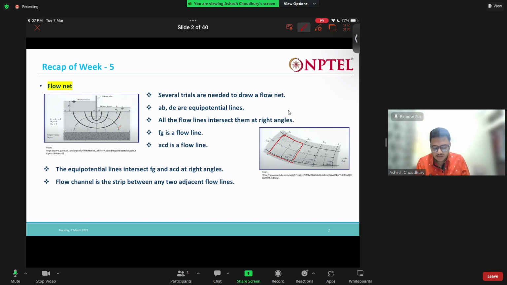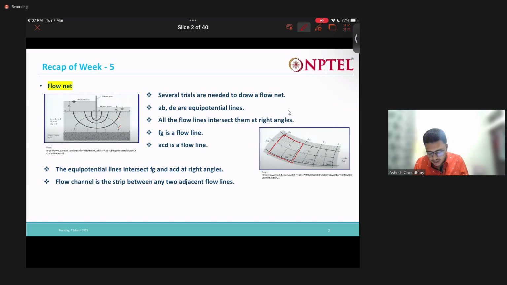If you see in the figure, AB and DE are our equipotential lines. AB means this top line, and this is the DE line. So this curved line is actually an equipotential line. And why is it an equipotential line? Because at all points in AB the total head is H1, and at all points in the line DE the total head is H2. So the head is constant along the line. That's why these are equipotential lines.